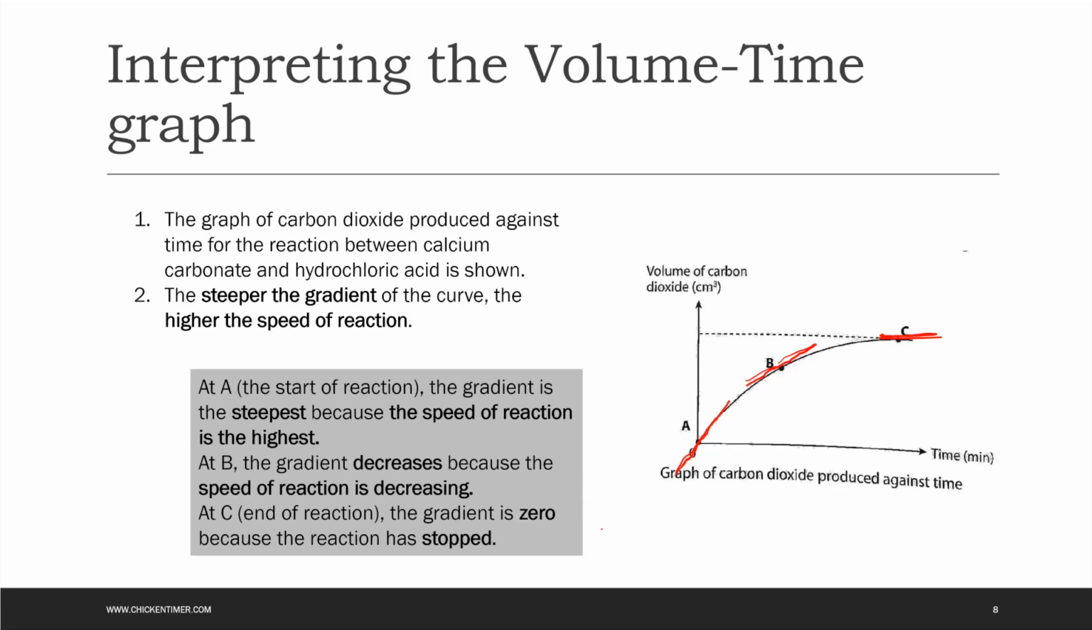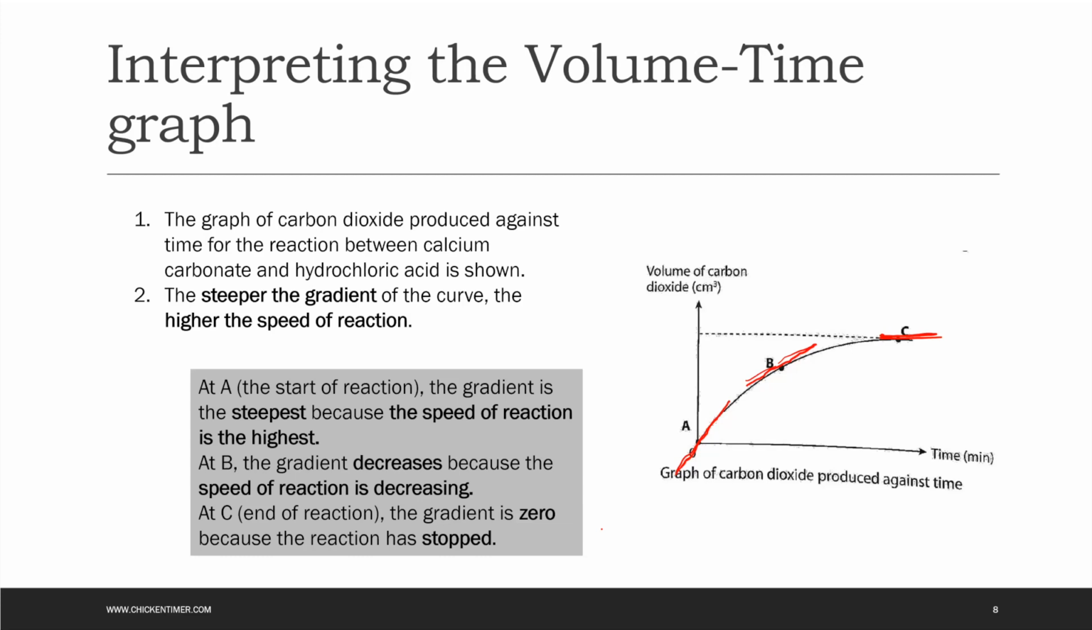Okay, so then they ask you why B and A. B is slower than A, or A is faster than B. Then you have to say that at B, some of the reactant particles have been used up. So there are fewer collisions per unit time, which means fewer effective collisions per unit time. So the amount of effective collisions is reduced, which means the rate of reaction is reduced, and so on, which you will see later.